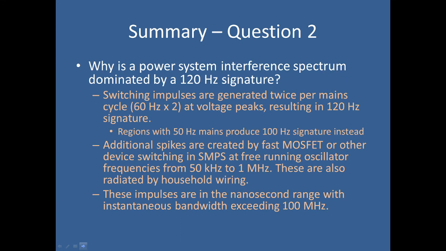Why is it dominated by the 120 Hz signature? Well, switching impulses are generated twice per mains cycle, which is 120 Hz for most of us in North America, 100 Hz in Europe and elsewhere. Additional spikes are created by fast MOSFET or other switching devices in power supplies at a free-running oscillator frequency, which is typically at least 50 kHz or 1 MHz. These also get radiated by house wiring, and the impulses are in the nanosecond range with instantaneous bandwidth exceeding 100 MHz.